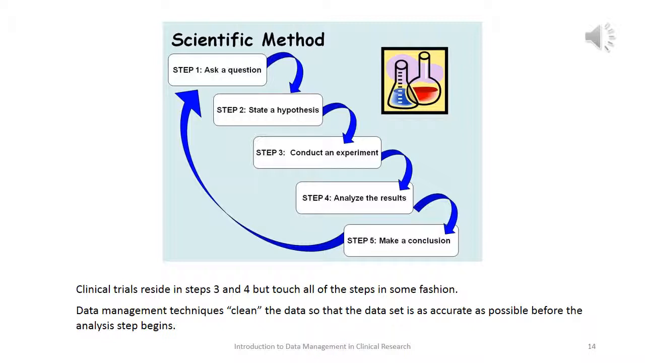So finally, this graphic depicts the scientific method. You probably remember some of this from being in school. With our scientific method, the first step is to ask a question. Second step is to state what we think our hypothesis is. Then in step 3, we're going to conduct an experiment to test our hypothesis.